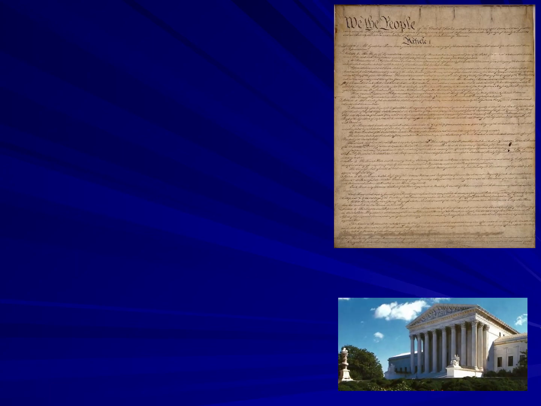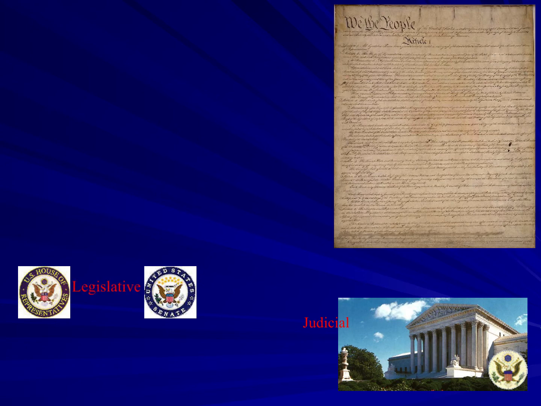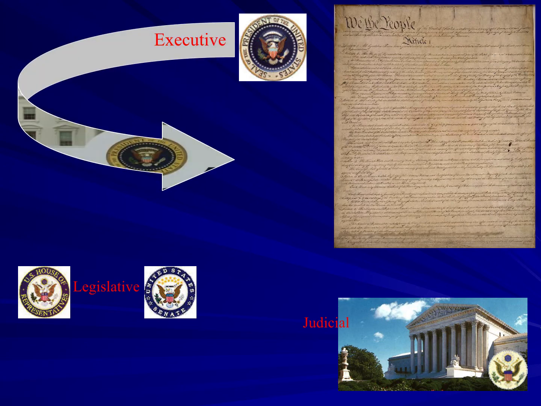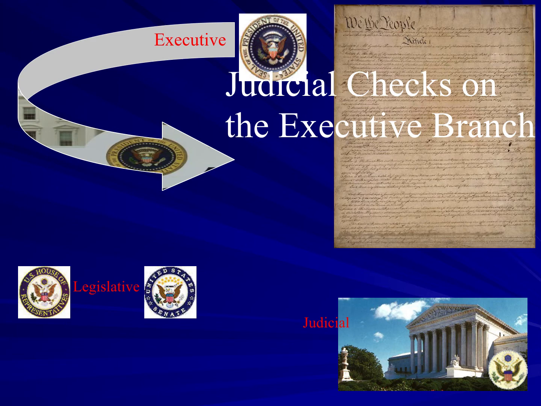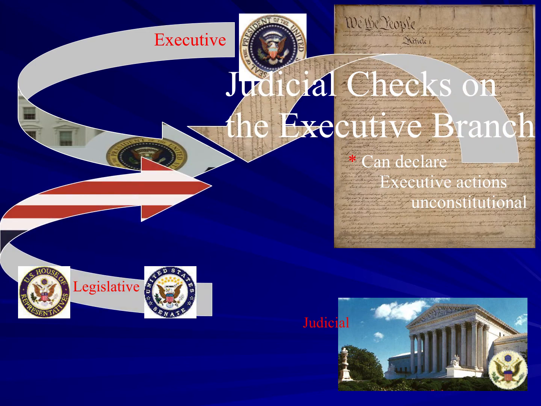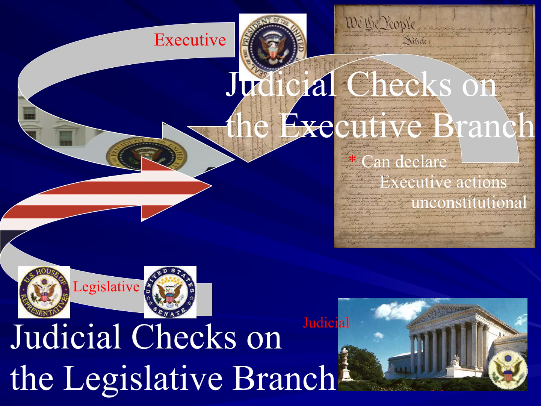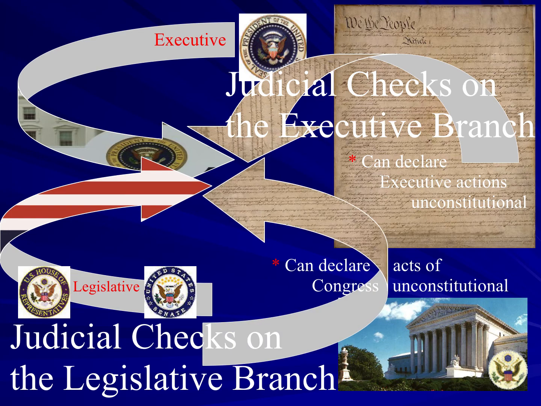All right, so now we move on to the Supreme Court. There's the Constitution itself. There's the Supreme Court building, right across the street from the Capitol building. And so there are checks on the legislative and the executive. Judicial checks on the executive branch: they can declare executive actions or executive orders unconstitutional. On the legislative, they can declare acts of Congress unconstitutional. So they basically can nullify any laws that they need to.